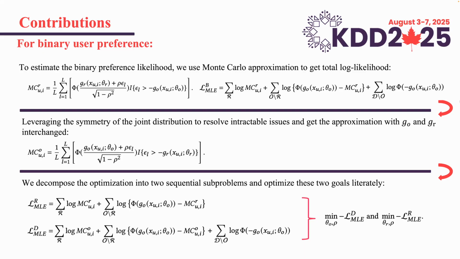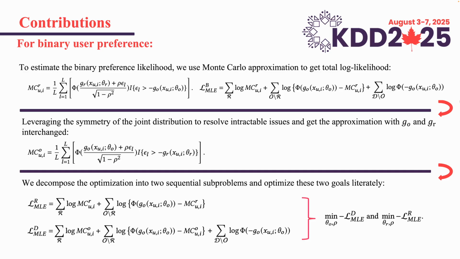Also, for more common scenarios like binary user preference, computing the log likelihood for such a case will involve integrating over both observational behaviors and real preference, which lacks a closed-form solution. To handle this, we use Monte Carlo estimation to approximate the intractable likelihood and utilize the symmetries of the joint distributions to decompose the optimization into two sequential subproblems and optimize these two goals iteratively.